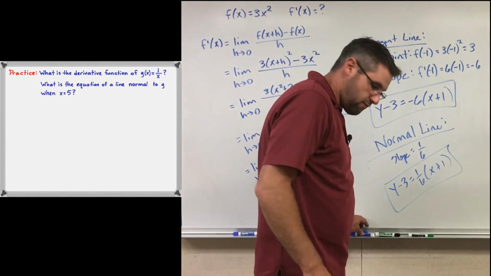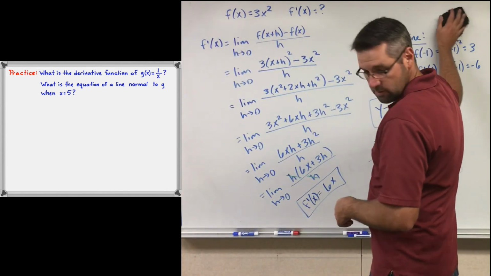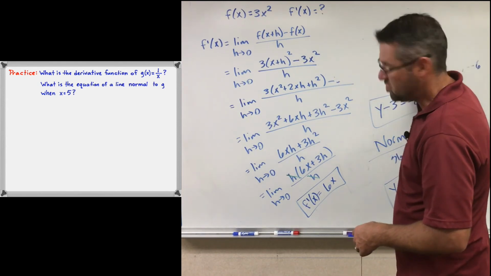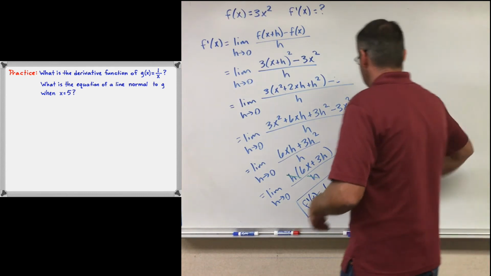Okay? You guys go ahead and try this problem, see what you come up with. I am looking for the derivative function of g of x, which is 1 over x. And then I want you to find the equation of the normal line to g when x equals 5. So go ahead and pause it and then come back and see how you did.